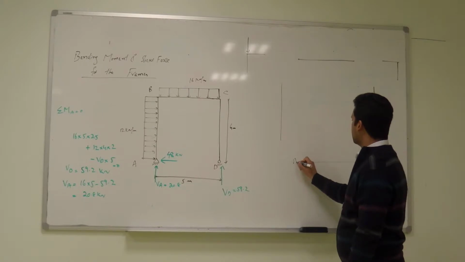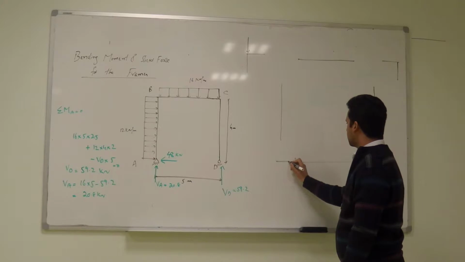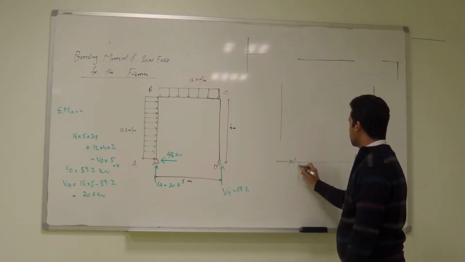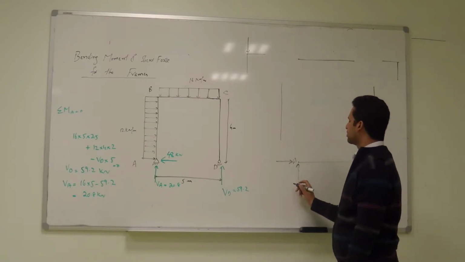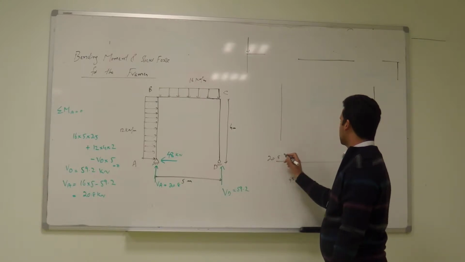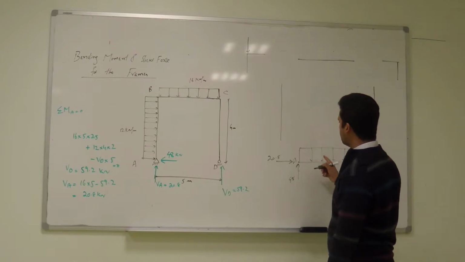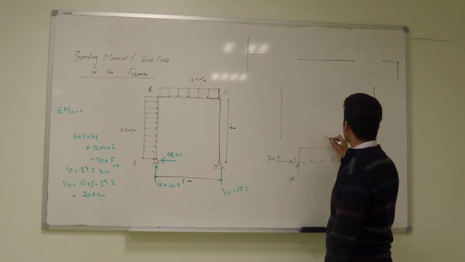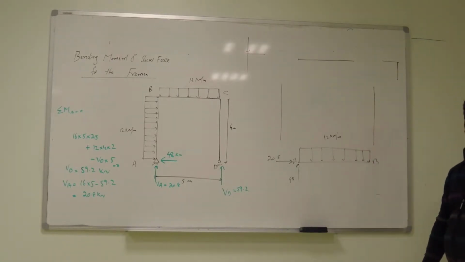This is A, this is B. The vertical reaction is 20.8, and this one is 48. Then you have a load of 12. I just rotated this one. We start from 48. Now we have to bring this in equilibrium.